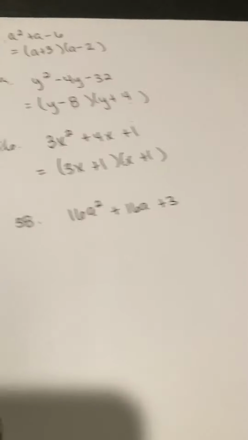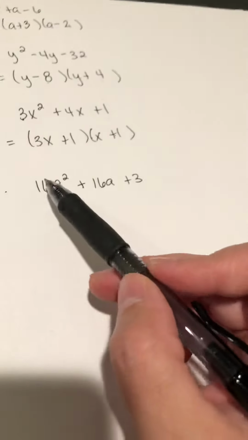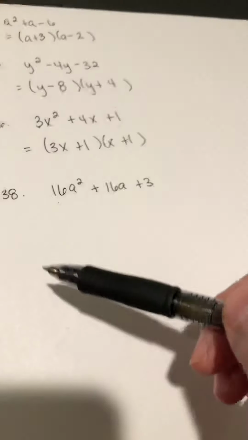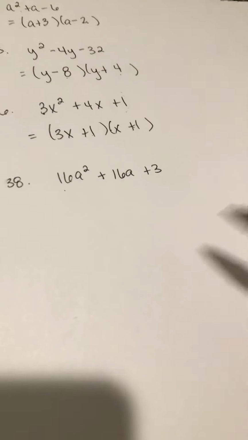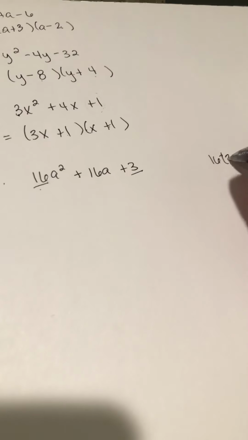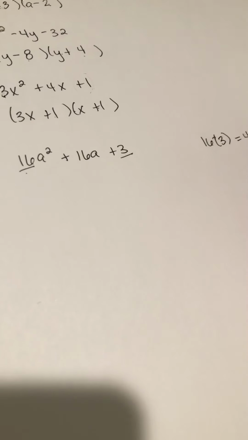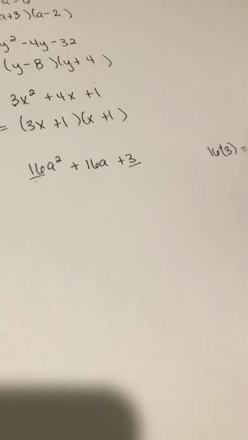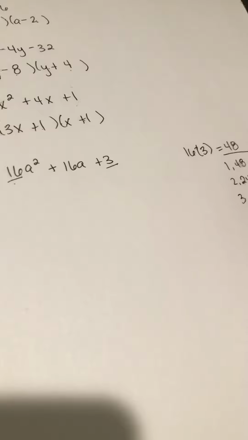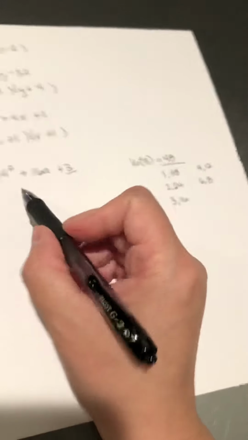Now this one probably wouldn't be too bad to do if you wanted to do guess and check. 16a squared you've got, but the problem is you'd have 16a times a, 2a times 8a, 4a times 4a, you know, all those options. So what I do is I take this number times this number. So 16 times 3 is 48. And then you list factors of 48. So you've got these factors, and this is all of them here. And you look and see, okay, which ones add up to this middle term here? So 4 and 12 add to 16.